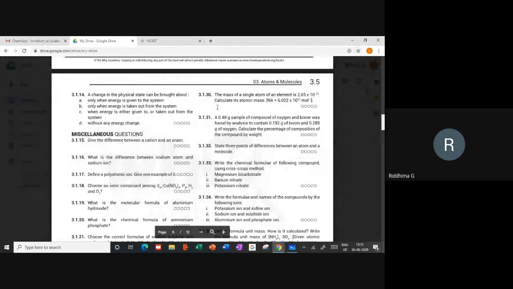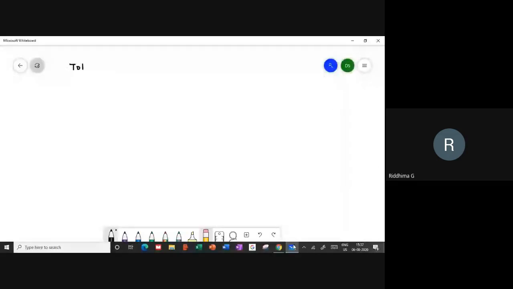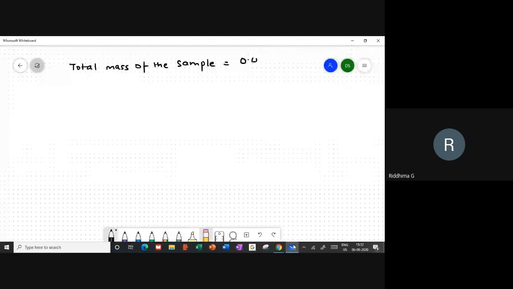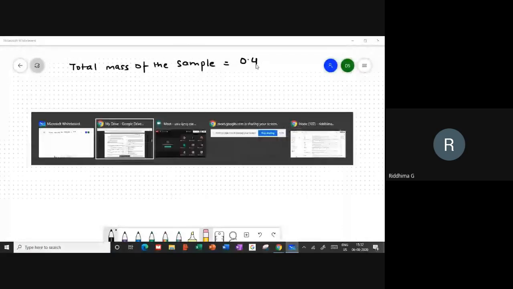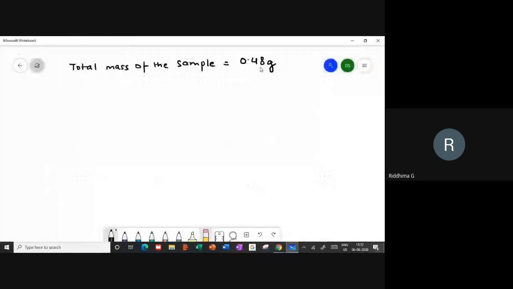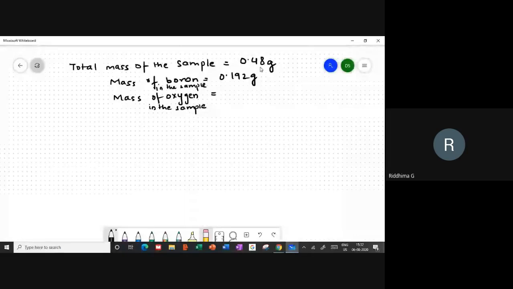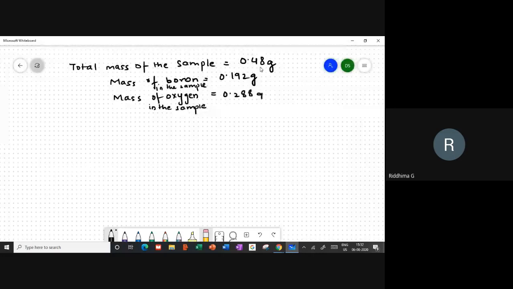So the 31st question. They've given you the sample mass. So I'll write it like this. Total mass of the sample is 0.48 gram. Then they have given you the mass of boron, which is 0.192 grams. They are giving you the mass of oxygen in the sample. This is 0.288 gram. Okay, so now they are asking you percentage composition.